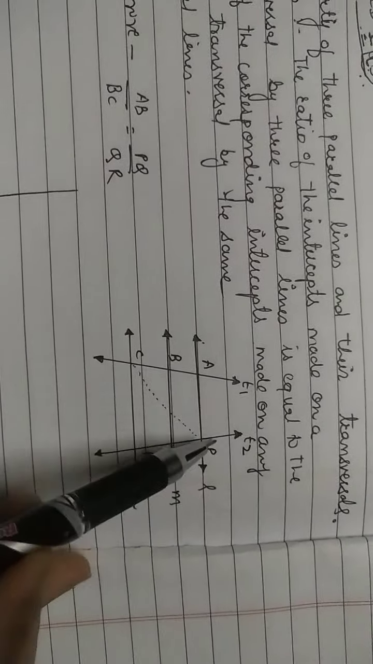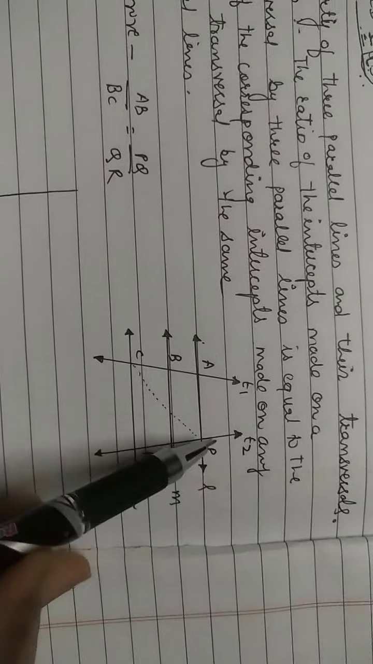So what do we have to prove? The ratio of the intercepts made on a transversal by three parallel lines is equal to the ratio of the corresponding intercepts made on any other transversal by the same parallel lines. These are the intercepts made on the first transversal, so the ratio of these intercepts should equal the intercepts made on the second transversal. That's what we have to show. It's very easy, students. Just understand the concept behind it.